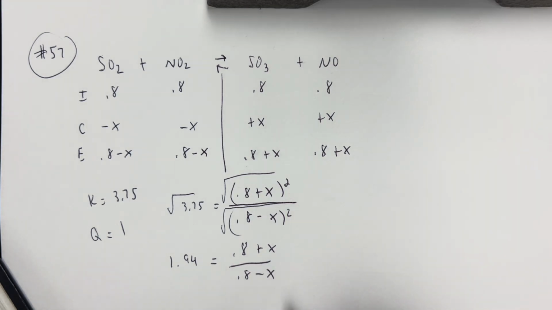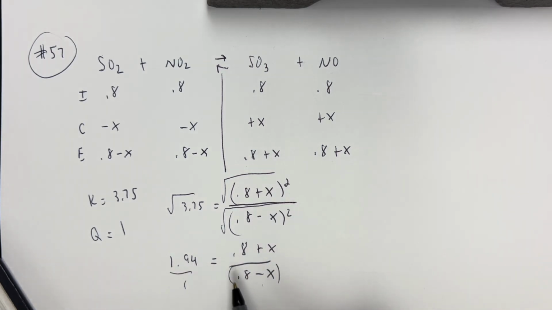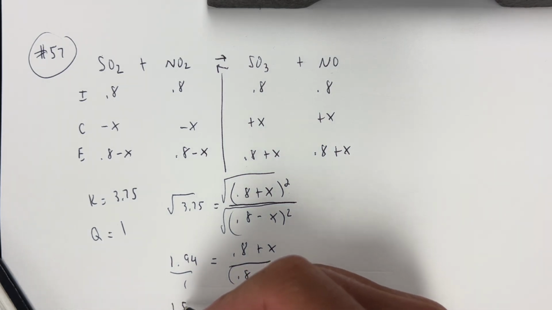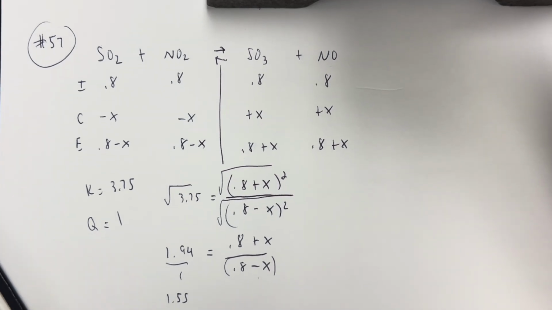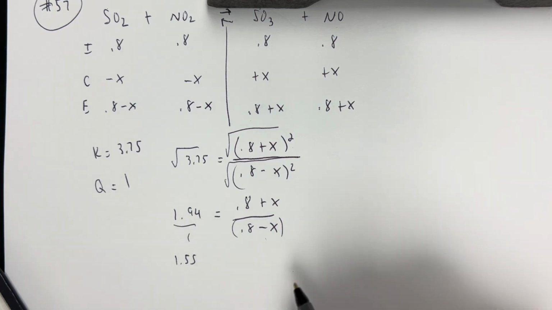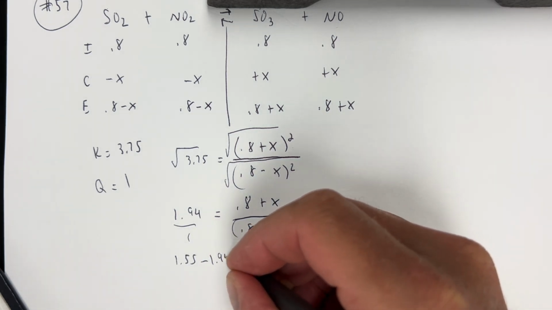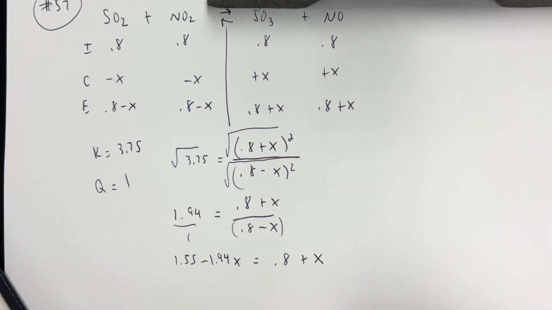I'm going to cross multiply, so 1.94 times this equals 0.8 plus X. Again, that's over 1. So 1.94, got to distribute this through. 1.94 times 0.8 is 1.55. Slide just a little bit so you guys can see. 1.94 times a negative X, so minus 1.94X equals 0.8 plus X.